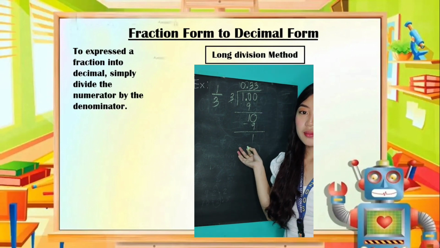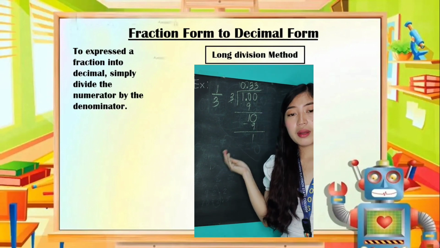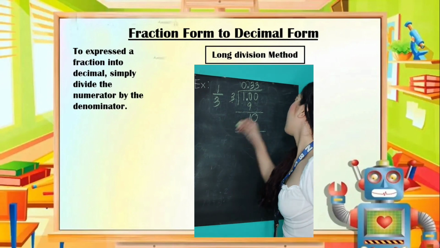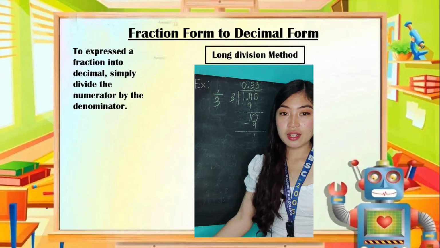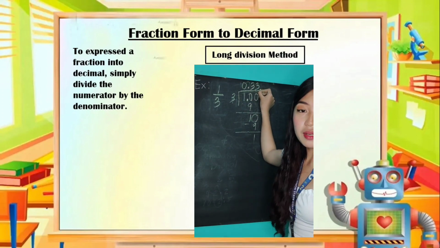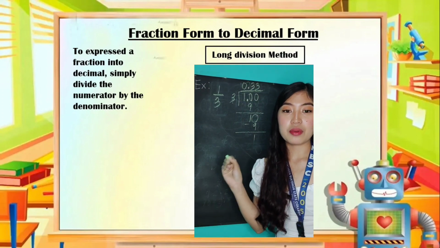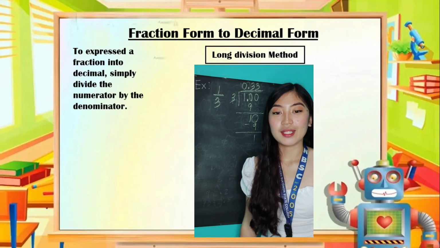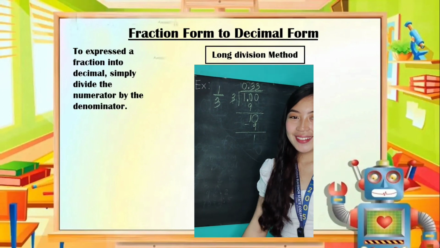And this is an example of a repeating decimal. Therefore, this digit here will continue without end. And the decimal 0.33 is considered a repeating decimal. Do you get it? Very good.